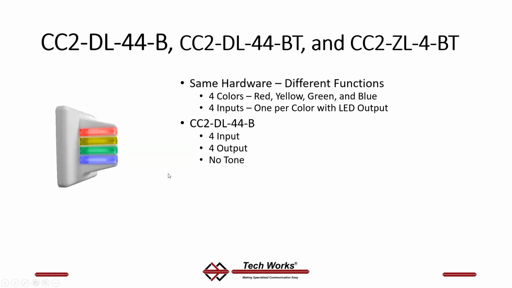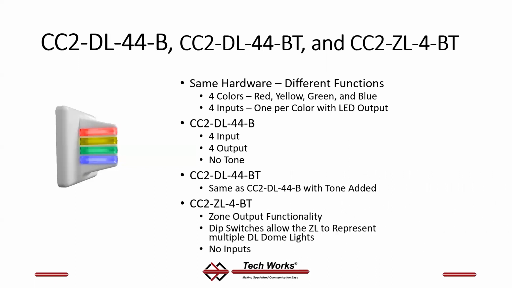CC2-DL44B is no tone. As I said, 4 in, 4 out, no tone. The BT is the same thing, but tone added. And the CC2-ZL4BT is zone functionality. So the dip switches, rather than identifying this, again, we'll talk about the dip switches and programming this network in part 4. But right now, just understand that the dip switches assign this device as a ZL to a group of DL44s. So if you got a group of DL44s down a hallway, a ZL can represent all of that hallway functionality.